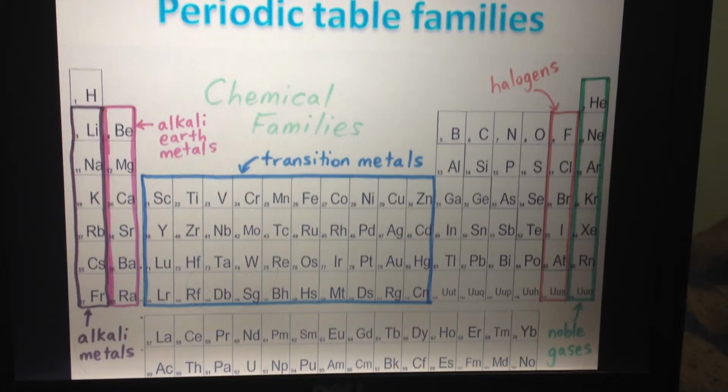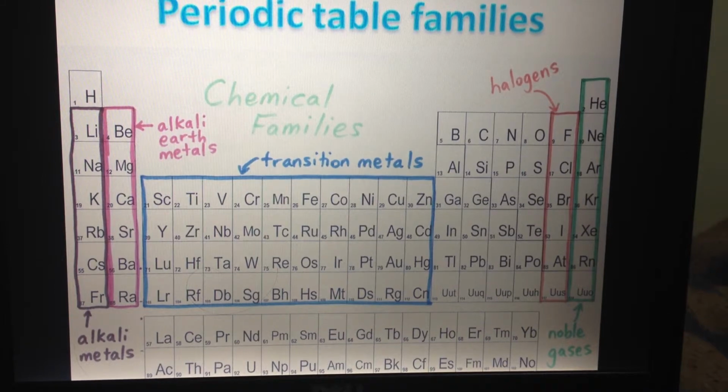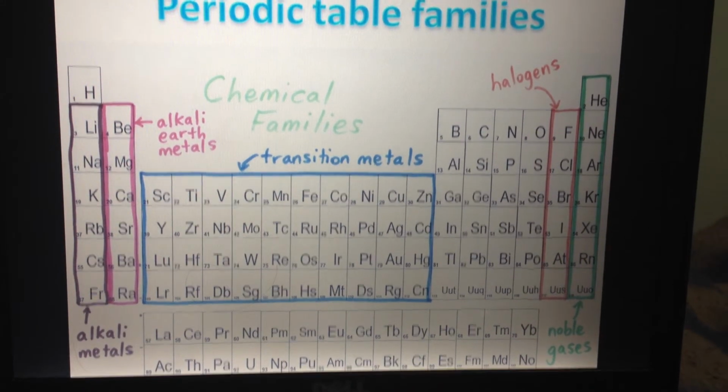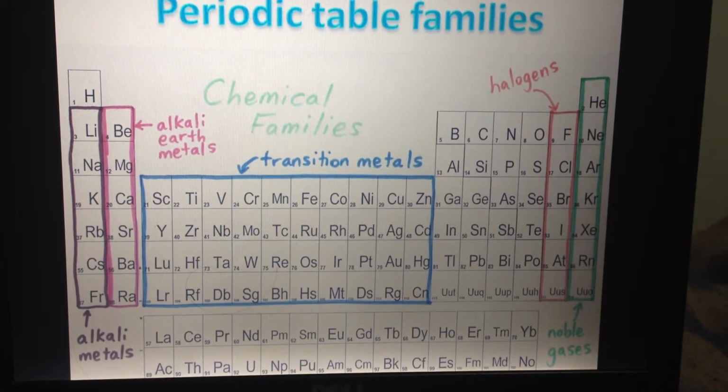The families of the periodic table are easy to learn. First we have the alkali metals, alkaline earth metals, the transition metals, halogens, and the noble gases. Those are the most important families of the periodic table.